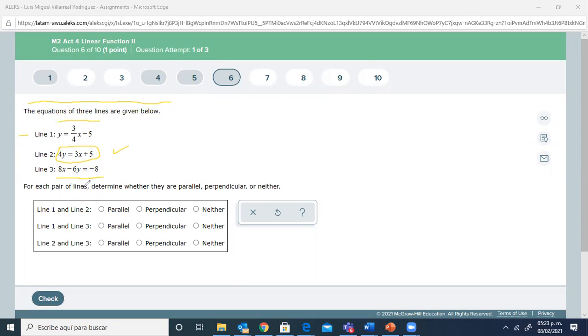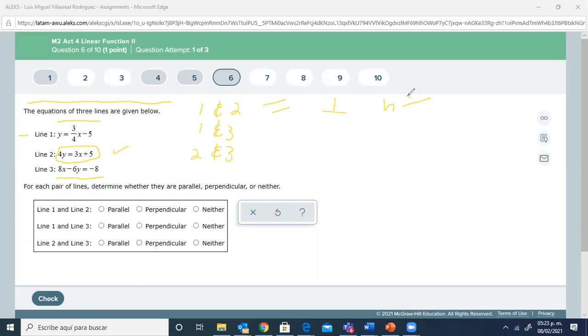And the question is to determine if each pair, like 1 and 2, 1 and 3, and 2 and 3, they can be parallel, they can be perpendicular, or neither. Neither means they're neither parallel nor perpendicular, right?